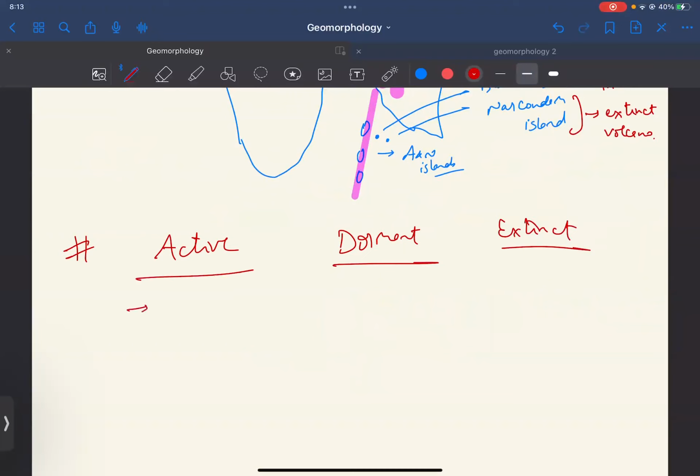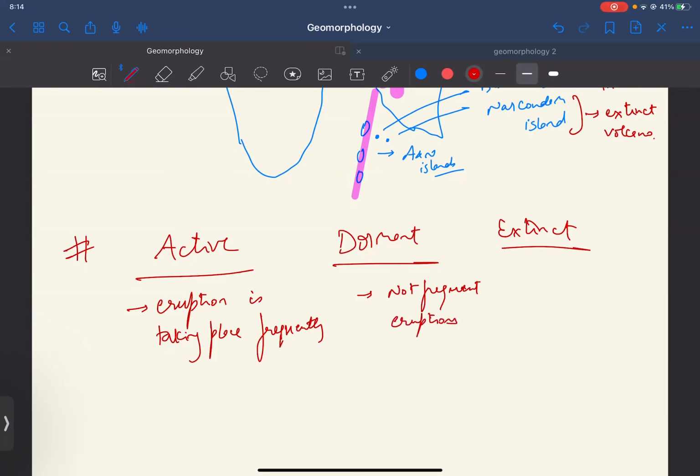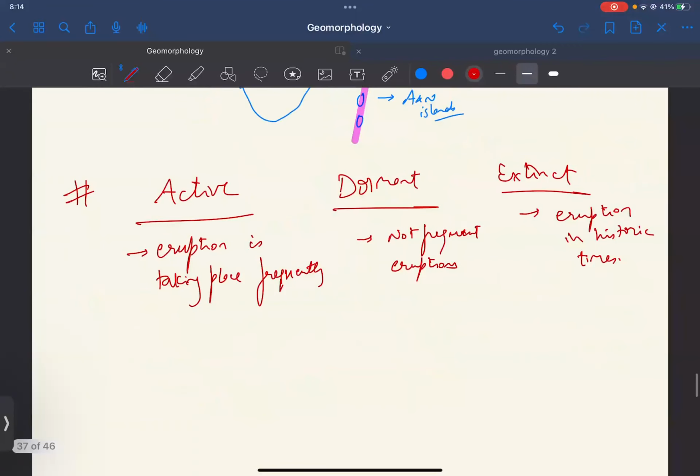तो एक्टिव वोल्केनो कहते हैं इसमें इरप्शन क्या हो रही है, इरप्शन इज टेकिंग प्लेस फ्रीक्वेंटली. फ्रीक्वेंट इरप्शंस, राइट. इसमें कर रहे हैं नॉट फ्रीक्वेंट इरप्शंस. डोरमेंट मींस टेम्परेरी स्टेट पे है, टेम्परेरी सस्पेंशन हो रखी है. सो नॉट फ्रीक्वेंट इरप्शंस. ऑलराइट. एक्सटिंक्ट में क्या है, इरप्शन टुक प्लेस इन द हिस्टोरिक टाइम्स, बहुत सालों पहले. ऑलराइट. सो इंडिया का क्या है, बैरन आइलैंड एक्टिव है, नारकोंडम आइलैंड एक्सटिंक्ट है. एग्जांपल मिल गए.